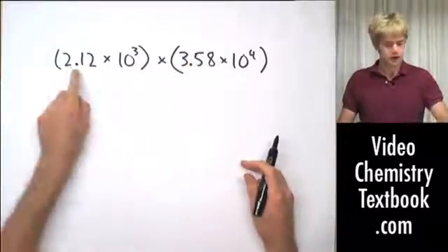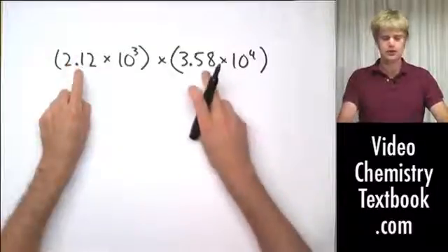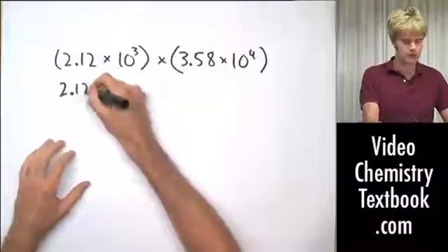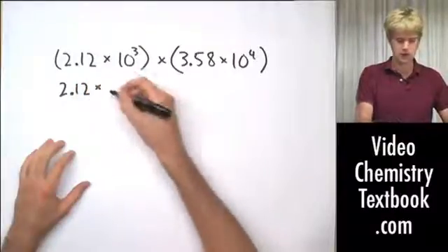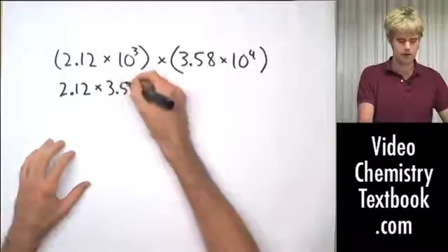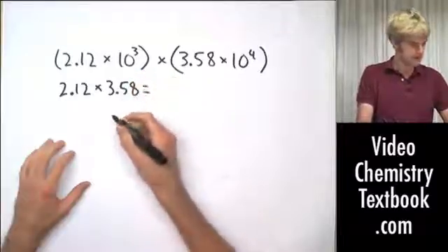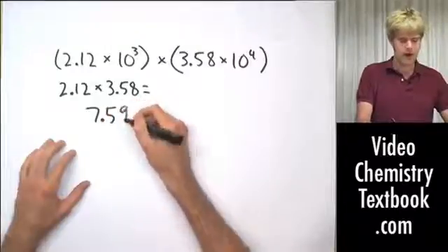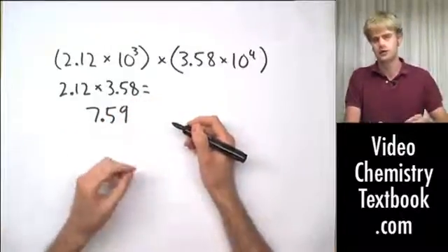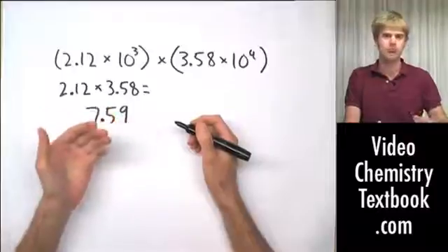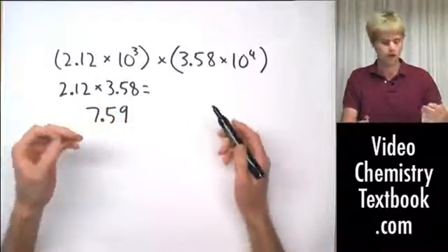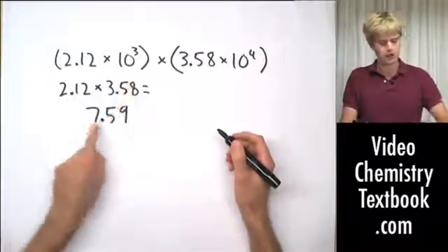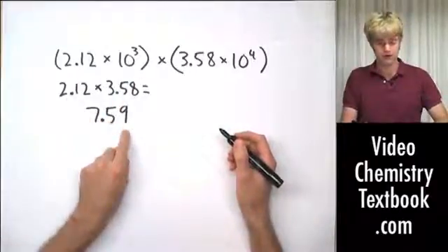The first thing that I want to do is multiply the coefficients together. So I'm going to do 2.12 times 3.58. And the answer there is going to be 7.59. I'm just going to round all these to 3 digits, but after you look at the significant figures videos, you'll learn how to do the exact rounding. So coefficients multiplied together, we get 7.59.